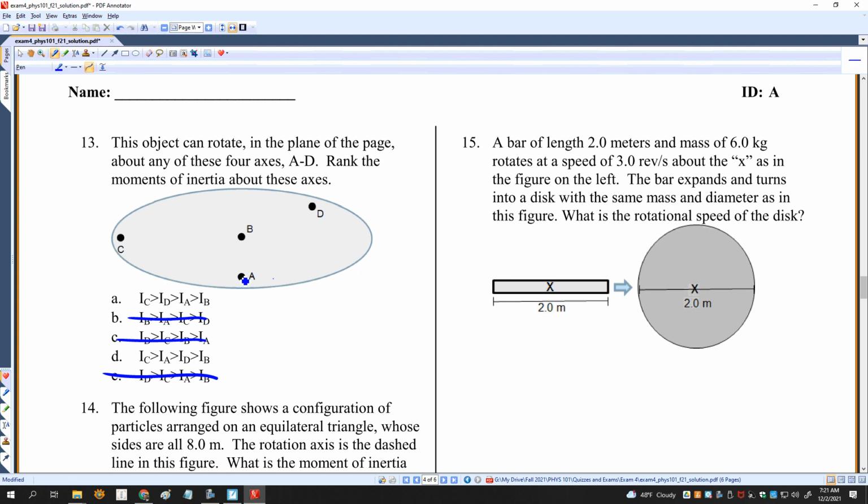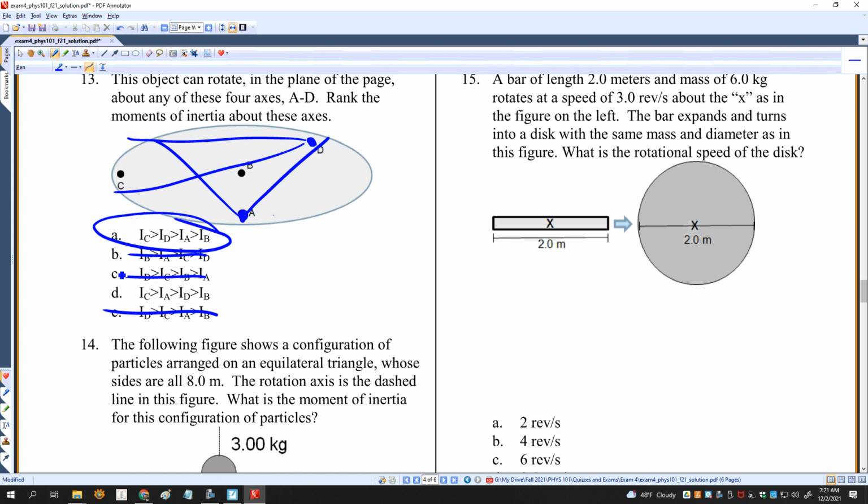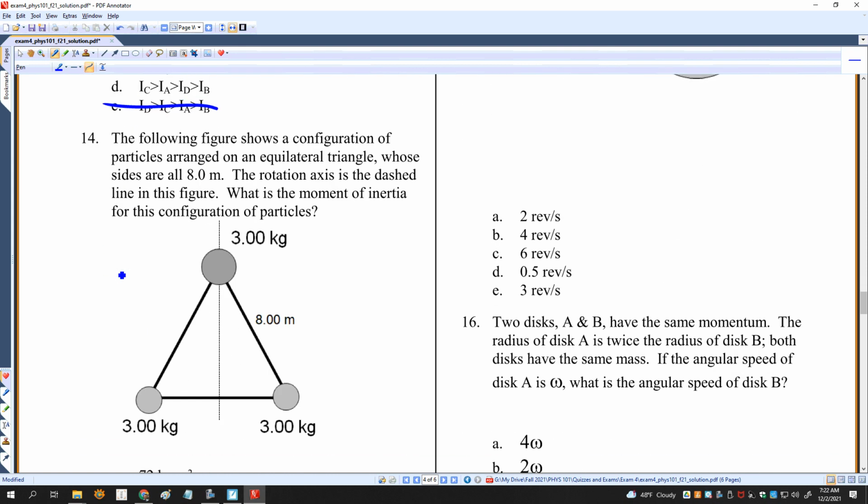Let's see. This one, yeah, this one has more mass at bigger radii than this one does. See, this one has shorter radii to the mass, so D has a bigger moment of inertia than A. Then A. So A is the right answer.